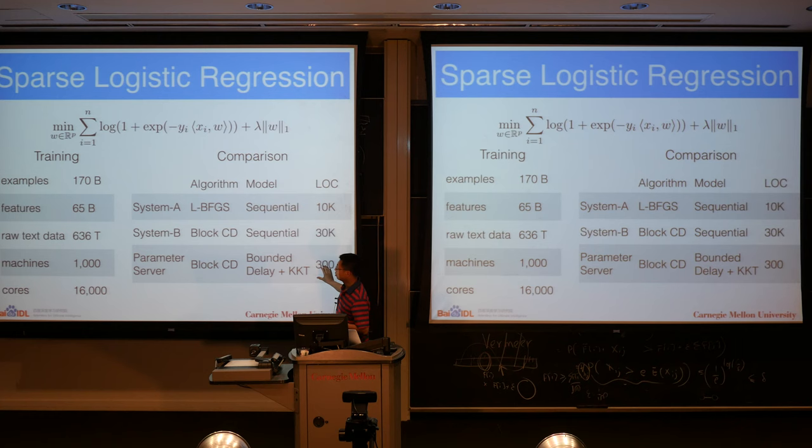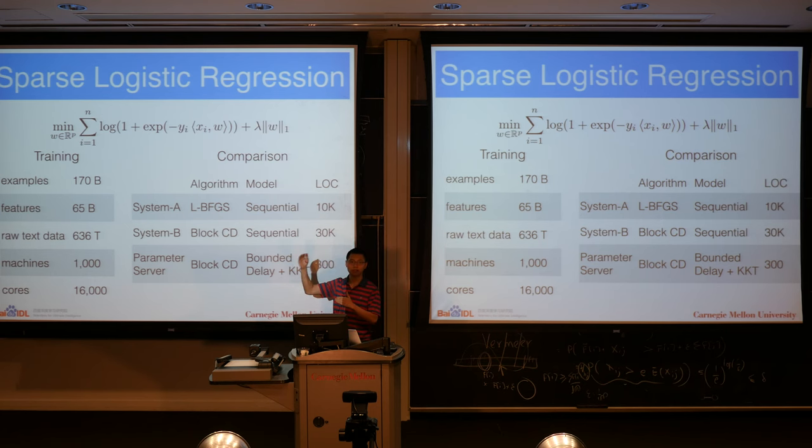We compare two algorithms. One we have discussed, LBFGS, which we extend to solve the L1 regressor. The next is block gradient descent. Both systems are commercial systems, well optimized, and they take a lot of code: one is about 10,000 and another about 30,000 lines of code. Both algorithms run sequentially, like what we discussed yesterday.